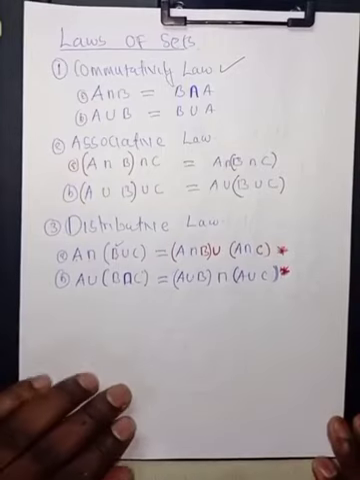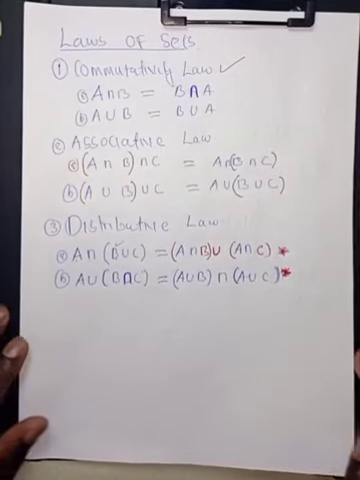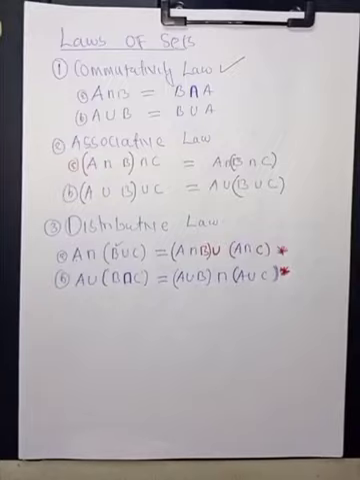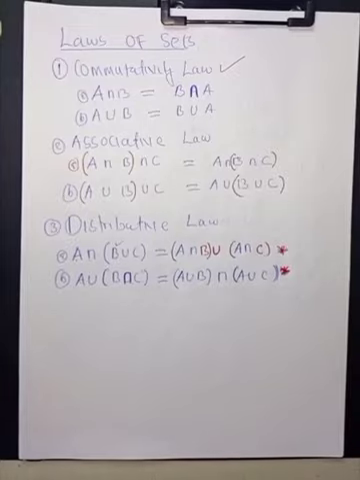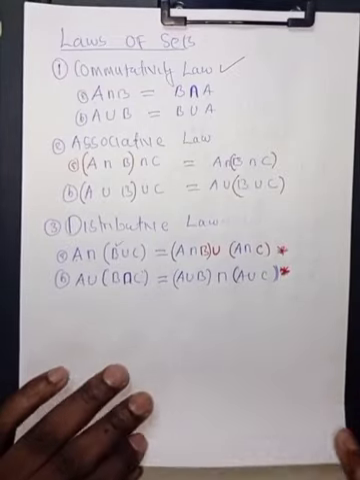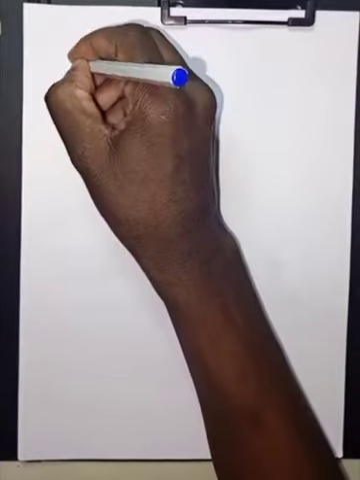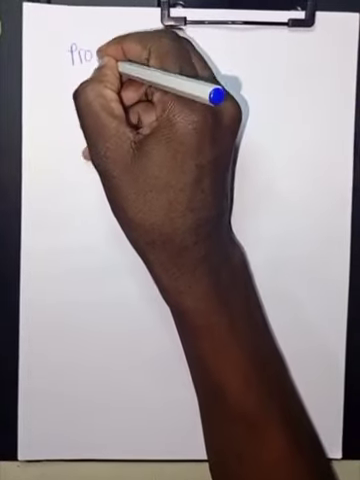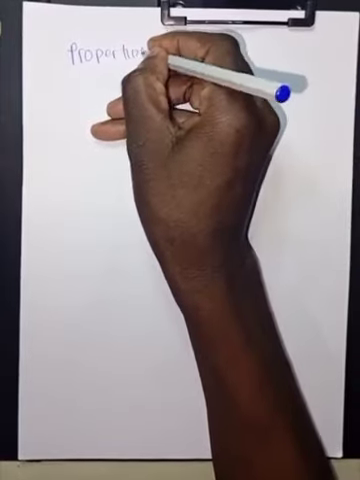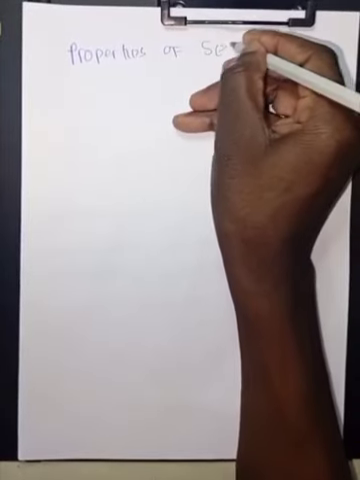Okay, so let's move to the next concept, that is now the properties of sets. These are the major laws of sets that you need to know for you to be able to simplify any given set. So you need to know this one, especially distributive law. Very, very important. So we have what we call properties of sets. Under properties of sets, also very, very important to know.